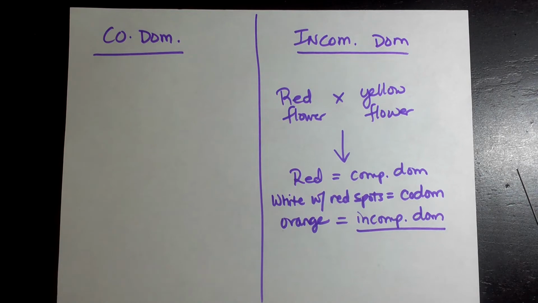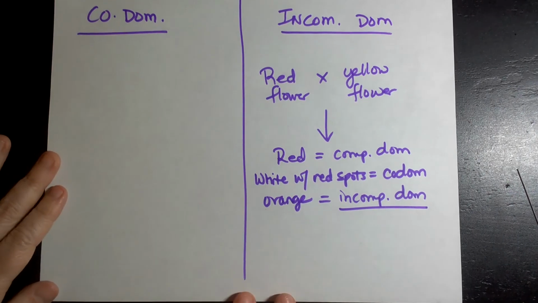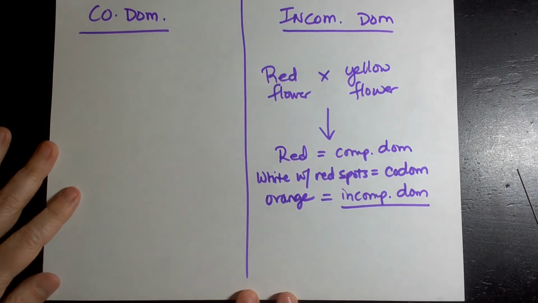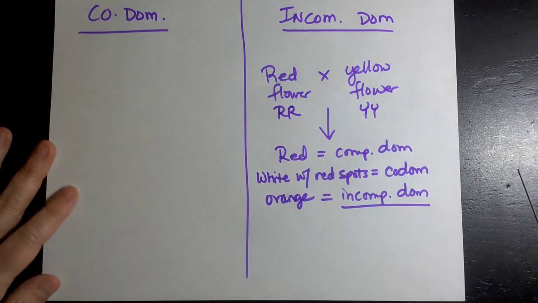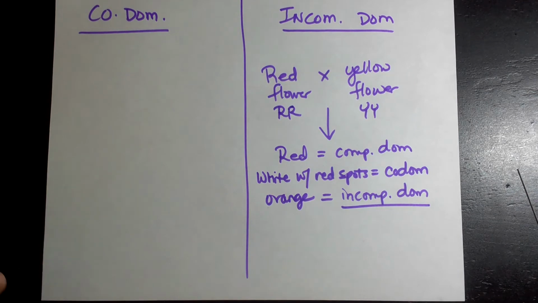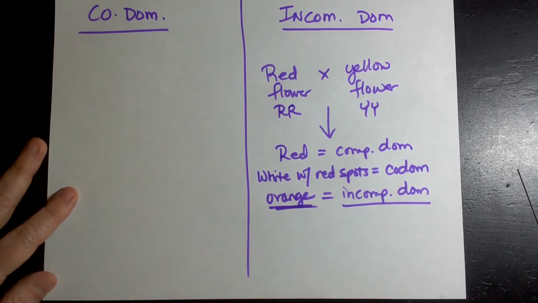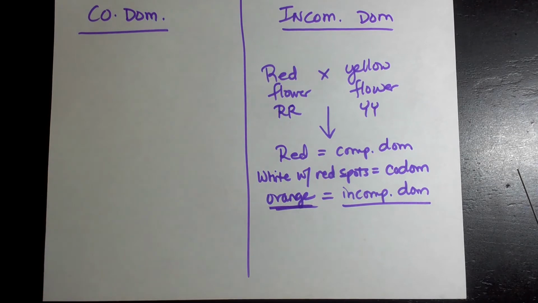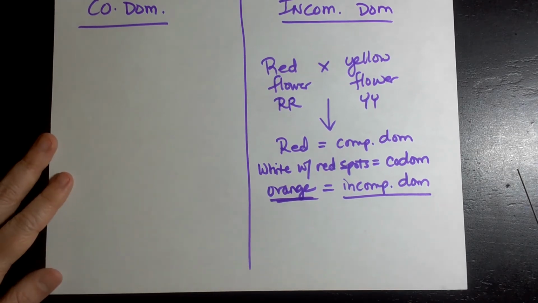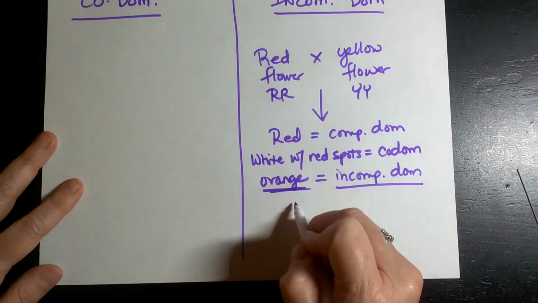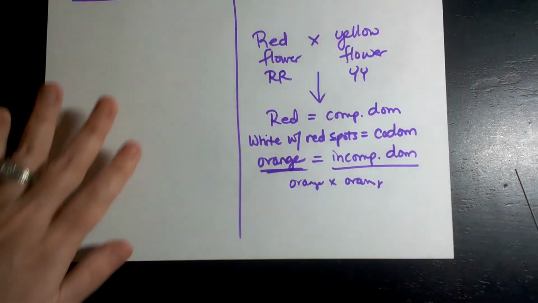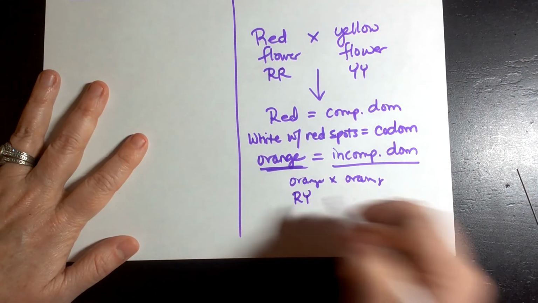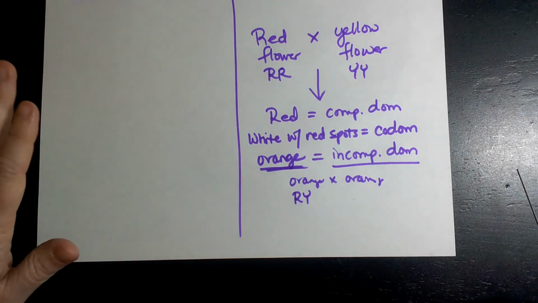All right, so if you see these patterns happening, this is how you can determine what type of inheritance we're looking at. So in incomplete dominance, red flowers would have two red genes. Yellow flowers would have two yellow genes. There is no allele for orange. Orange is accomplished by giving an organism a red gene and a yellow gene. So if I asked you to cross an orange times an orange colored flower, you would have to start with the letters RY. Now, it doesn't matter if you put Y first or R first.